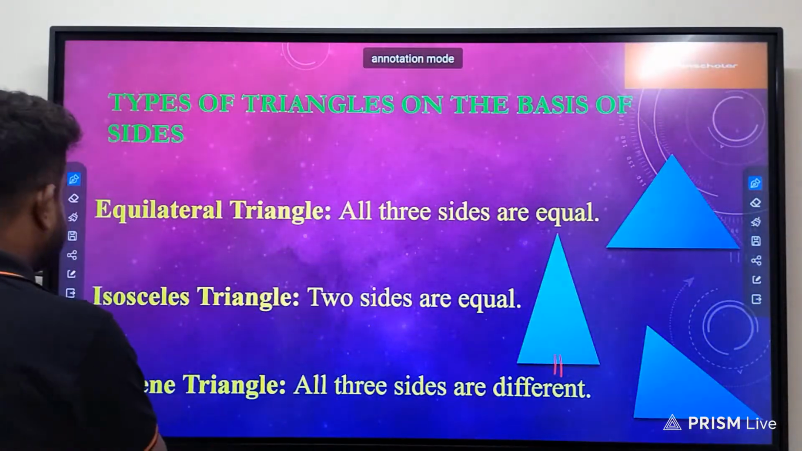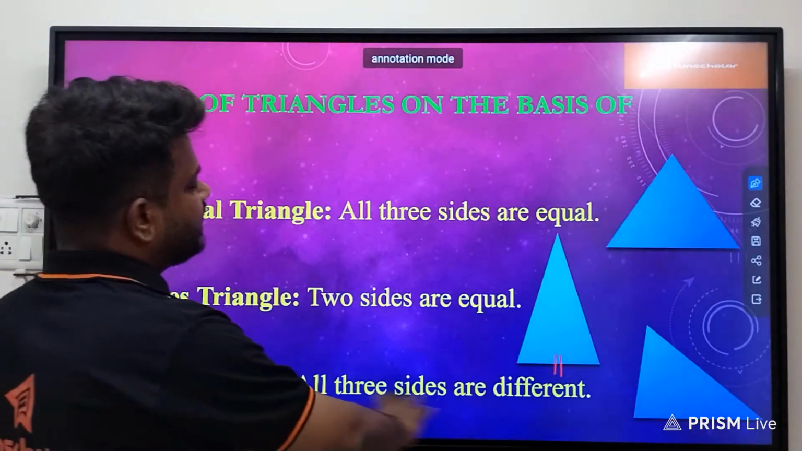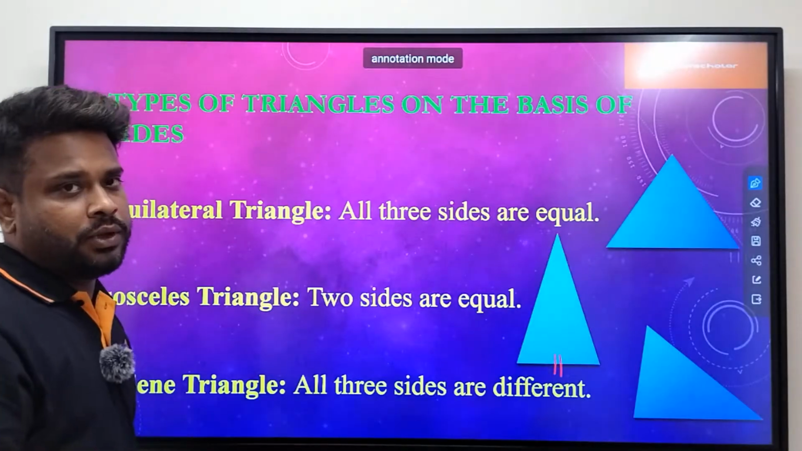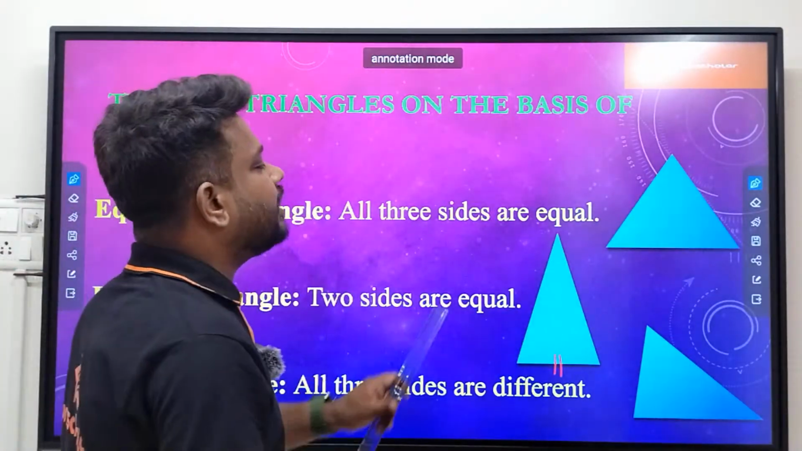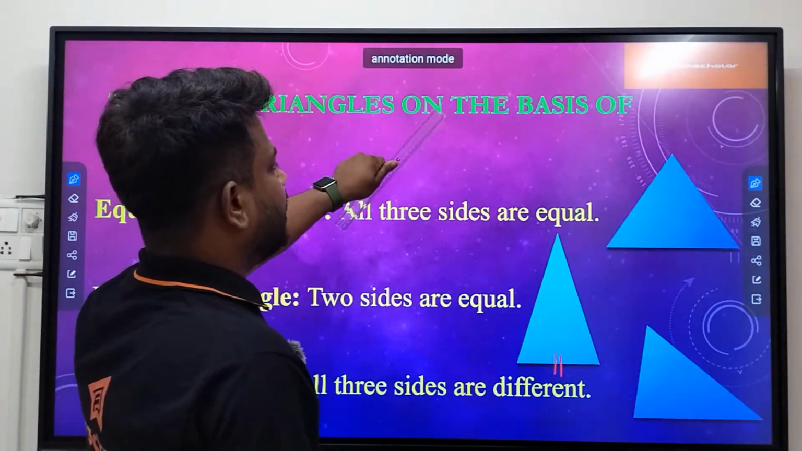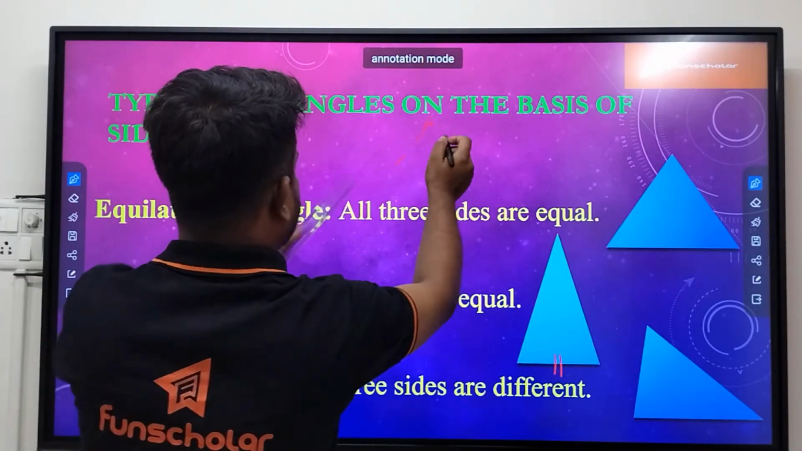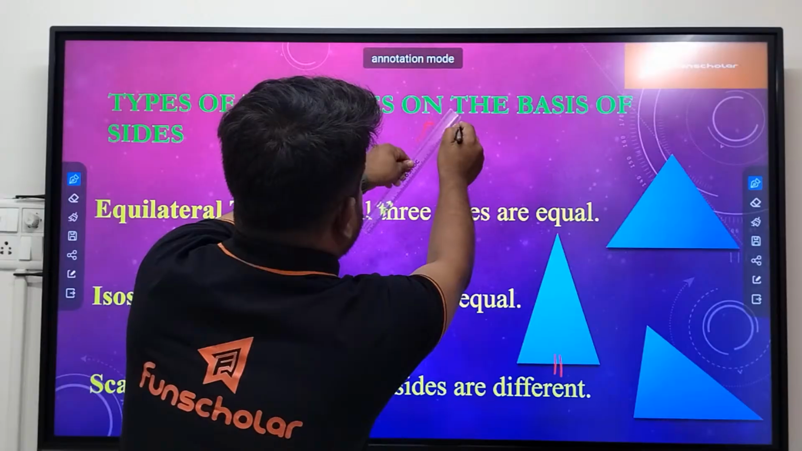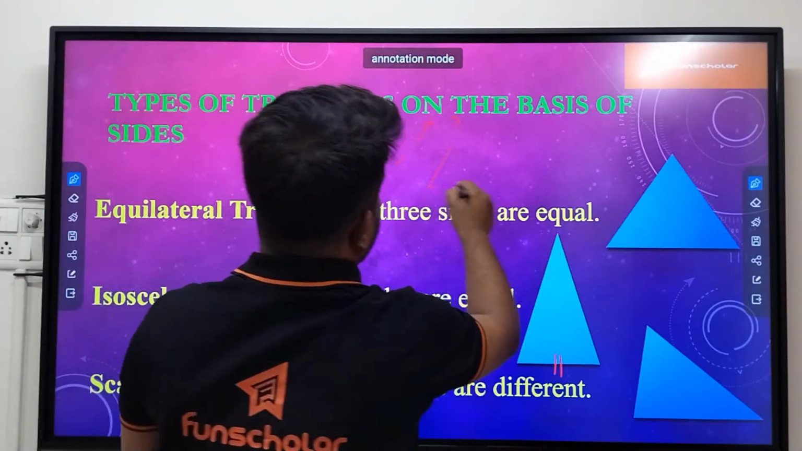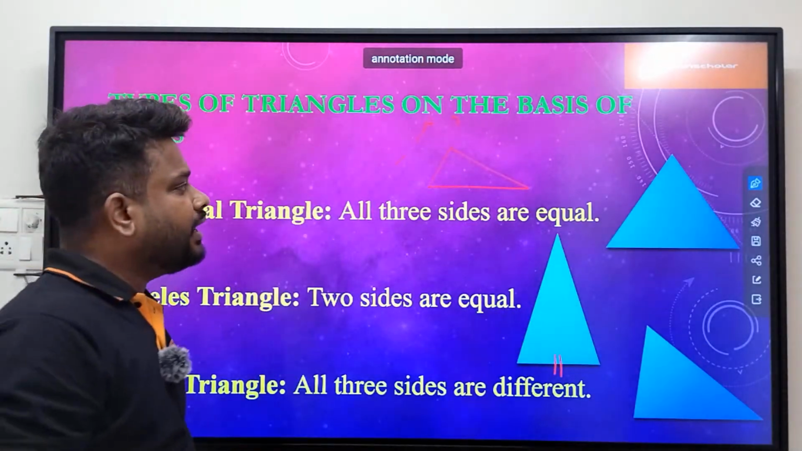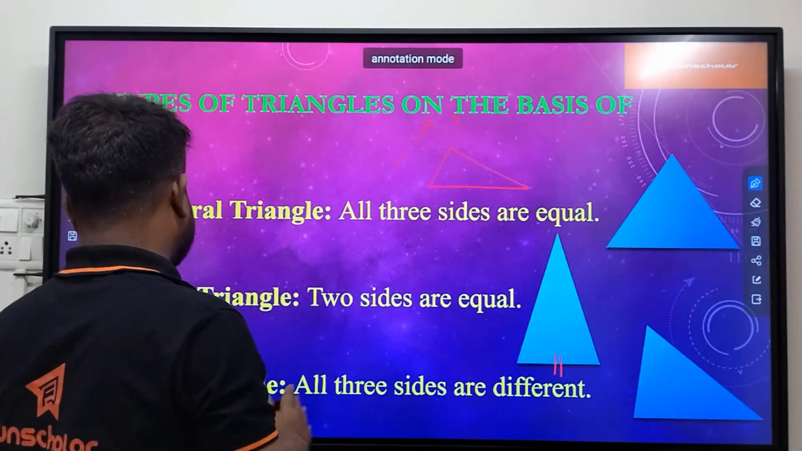The third one is the scalene triangle. All three sides are different, and this one you can just simply draw with the help of the scale. Let's think of this one, and this one. A simple triangle. This will be considered a scalene triangle.